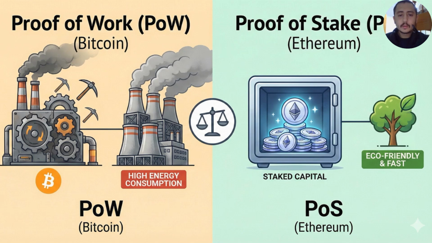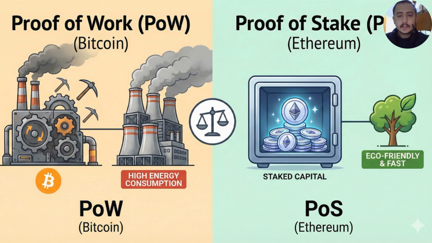We analyze two major approaches, as you can see in this comparison. First, proof of work. This is the method used by Bitcoin. It requires miners to solve complex mathematical puzzles, which consumes a lot of computing power and energy. It is very secure but resource heavy.